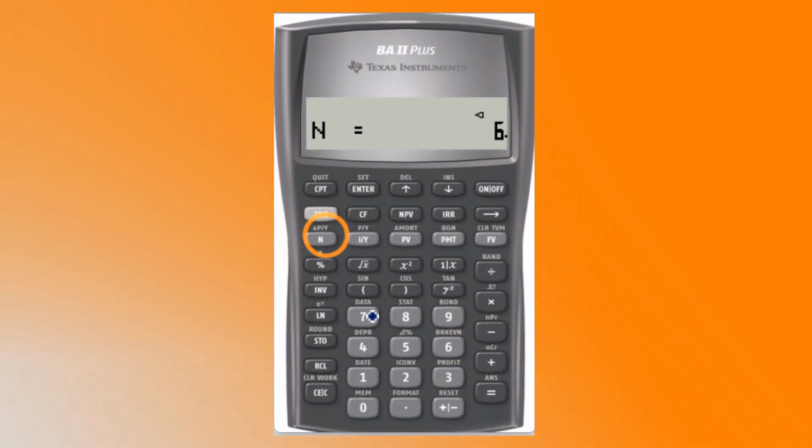6 for N, 7 for IY, 50,000 for my present value, 0 for my payments, compute future value. The future value of the account, if she were to invest at 7% for 6 years compounded annually, would be $75,036.52.